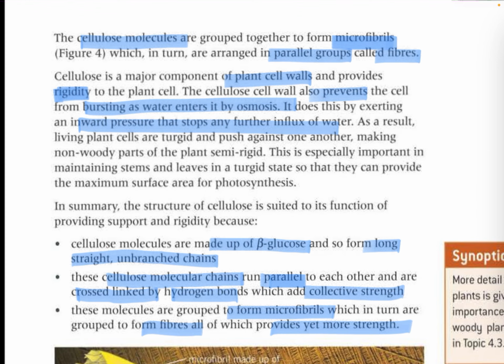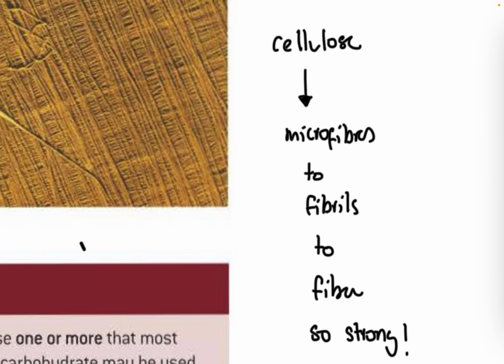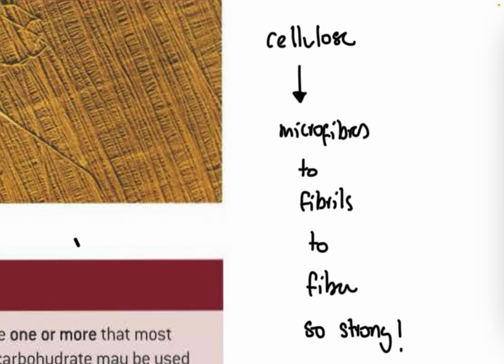But cellulose molecules are grouped together to form microfibrils, which are grouped together to form fibers. So I'm pretty sure I've written this down here. Cellulose to microfibrils to fibers, and you kind of expect fibers to be the biggest. So you pretty much have beta glucose, which bind to each other via glycosidic bonds to form cellulose, which is grouped together to form microfibrils, grouped together to form fibers.